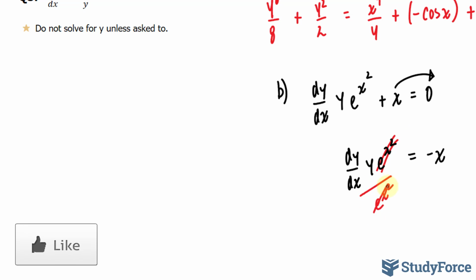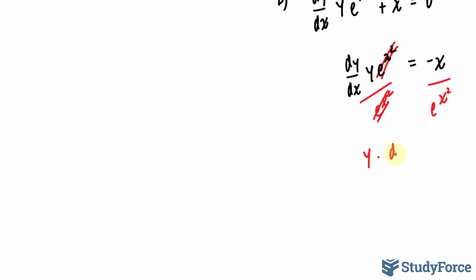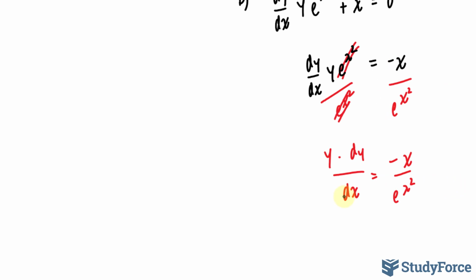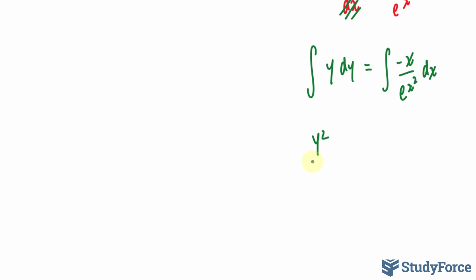This cancels out on the left side, and on the right side we have it underneath. So now we have y times dy over dx is equal to negative x over e to the power of x to the power of 2. Multiplying both sides by dx cancels it out on the left side, and this gives us the integral of y with respect to y on the left side and the integral of negative x over e to the power of x to the power of 2 dx on the right side. Now integrating the left side is easy. In fact, it's y squared over 2. But integrating the right side requires a little bit of math finesse.